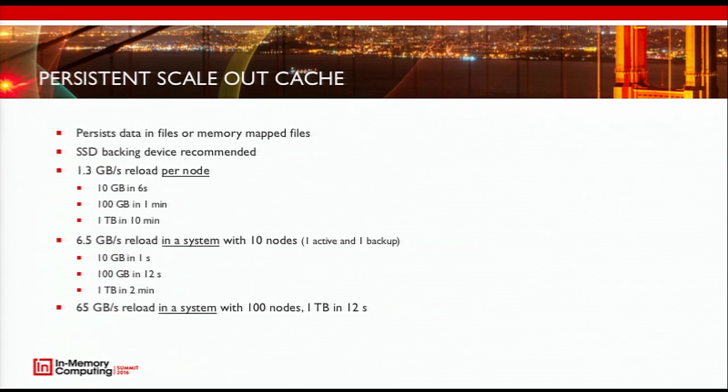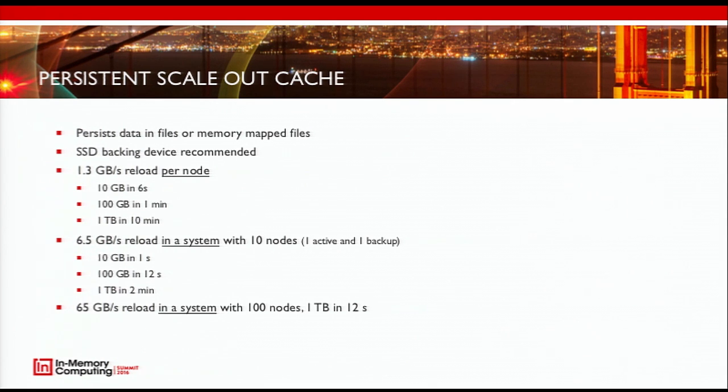So if I just have one node, like here, there is a certain bandwidth limit at which I can read my data. And usually if you have SSD, it's about 1.3 gigabytes per second. So if I can reload 1.3 gigabytes per second, it takes me 6 seconds to start up 10 gig, 1 minute for 100 gig, and 10 minutes for 1 terabyte of data. And 10 minutes is kind of long. You don't want your application to sit idle 10 minutes.